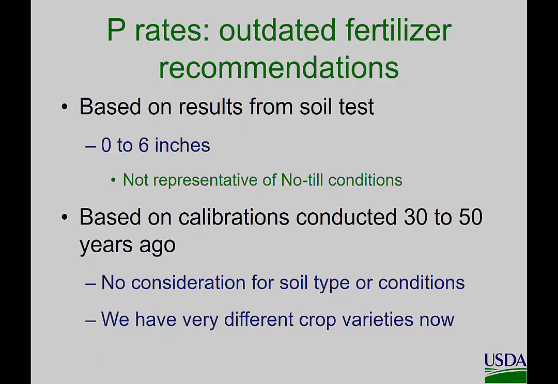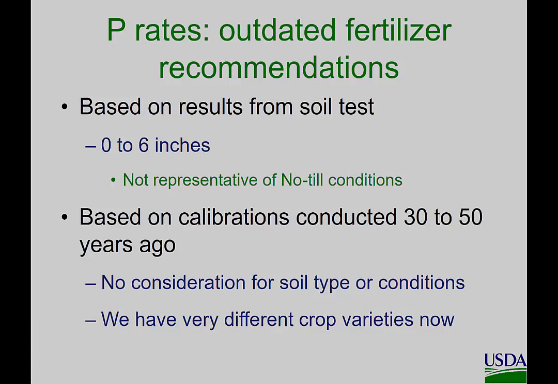So how do we prevent soils from becoming legacy sources? Well, the short answer is good nutrient management, having a good nutrient balance between crop uptake and what we apply. However, there are some challenges to that with fertility recommendations. We rely on good fertility recommendations, and our soil test recommendations are based on 0 to 6 inch samples. But now we have no-till. That's not very representative of no-till conditions.